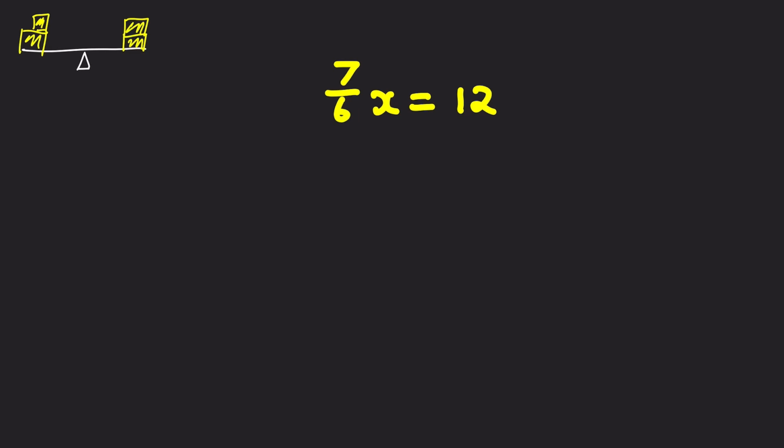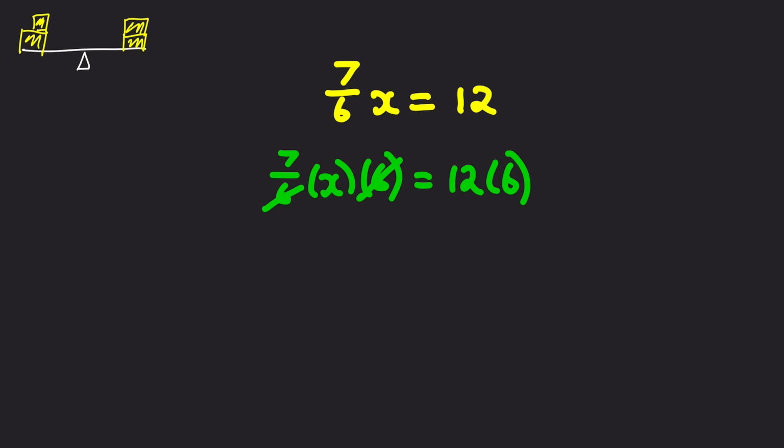Well, we can start by timesing both sides by 6. And what's that going to do for us? So if I times the left-hand side by 6 and times the right-hand side by 6, giving us this balance, we say that this 6 cancels out with this 6, and we're left over with 7x is equal to, well, 12 times 6 is equal to 72. And then we're left with this.